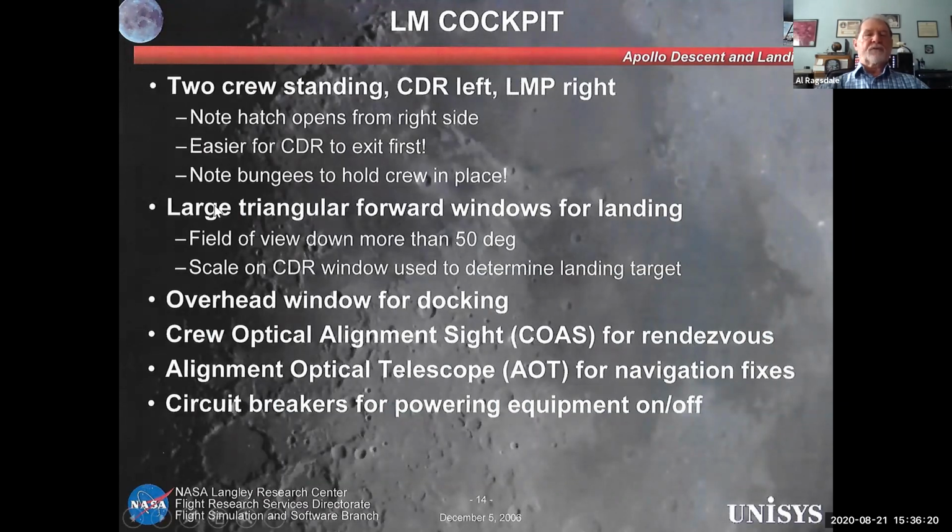And the hatch opens so it was easier for the commander to exit first. They're large forward triangular windows for landing. Standing in the normal position, you could see down more than 50 degrees. And the scale on the window was used to determine the landing target.